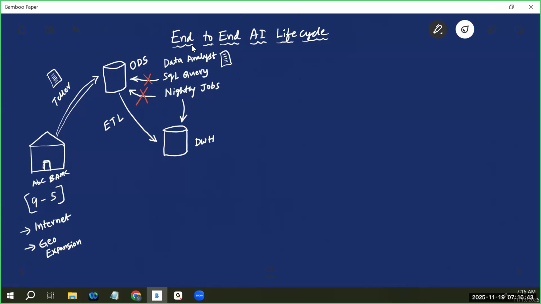Once I store historical data, I can do historical comparisons also. I can compare this month's data with last year's data. I can compare this week's data with last month's data. I can do that comparative analysis. I can see how businesses are performing over time. All those things were possible.